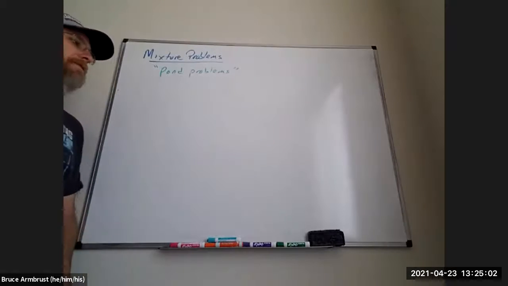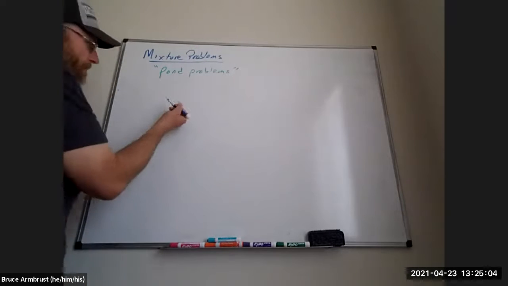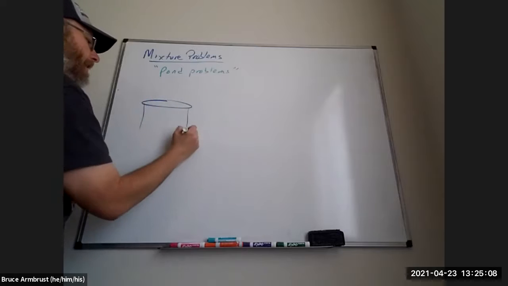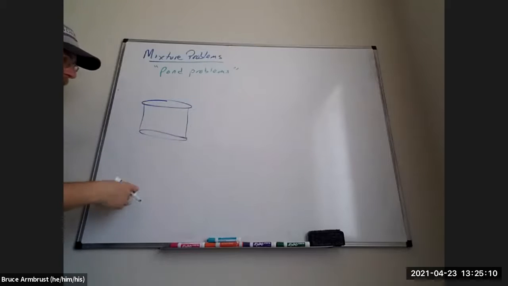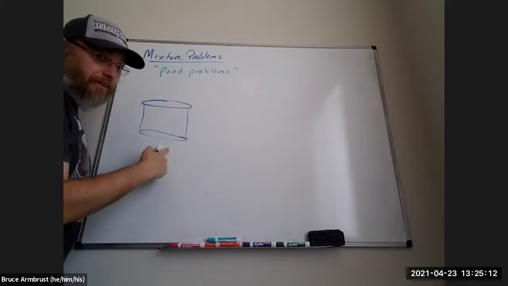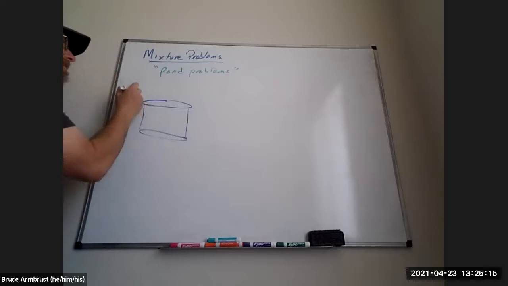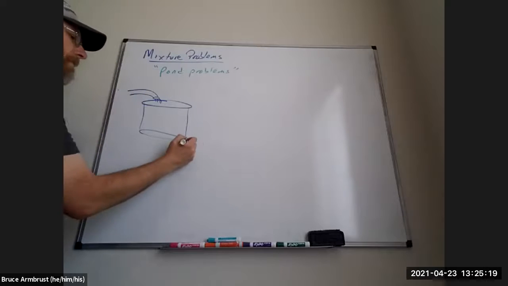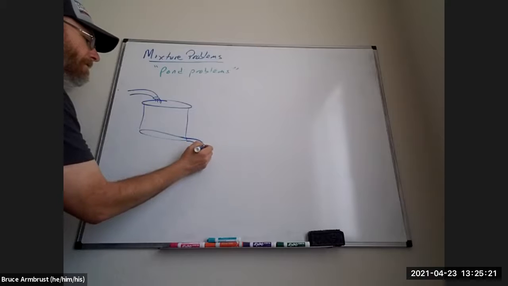All right, and so for mixture problems, I draw a picture because you know me, I like my pictures. Basically what we're going to have is some sort of a container. They're always going to look like this, even if they're a pond. We're going to have something that's coming in and then something that's leaving.